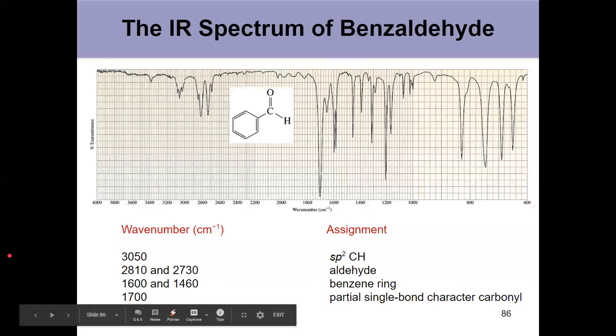Again, everything that was, sorry, I jumped aside there. All of those peaks discussed below, plus also note the absence of the sp3 peak.